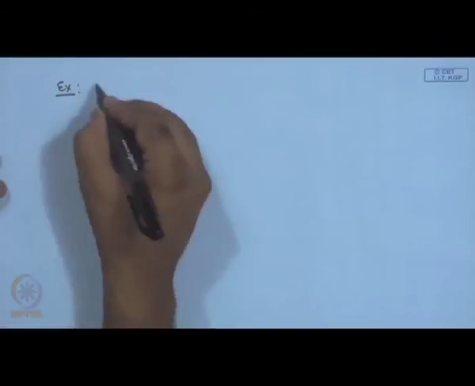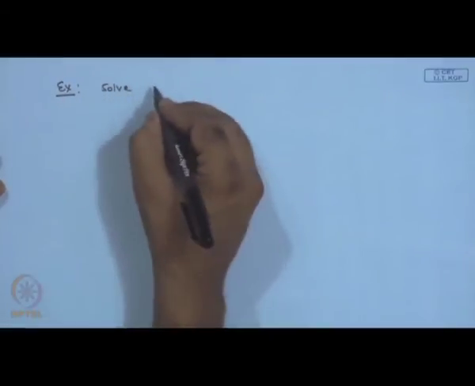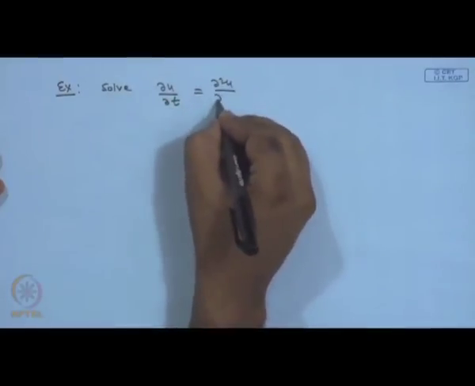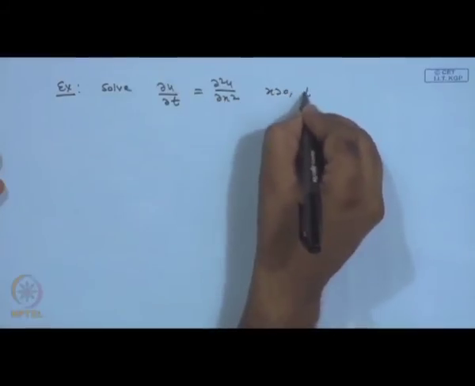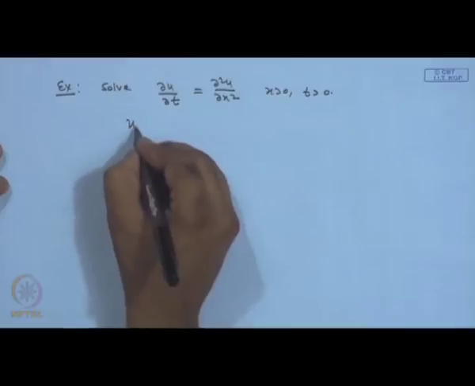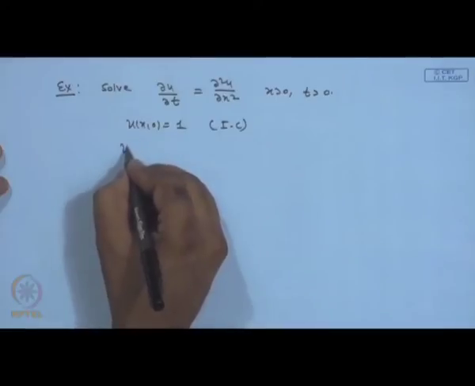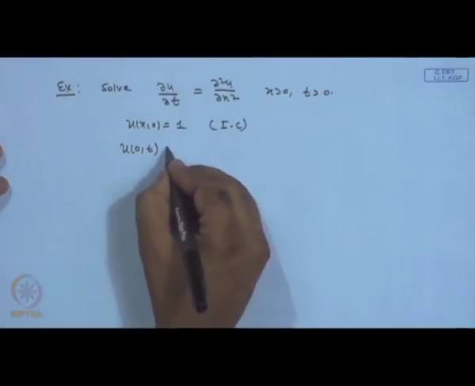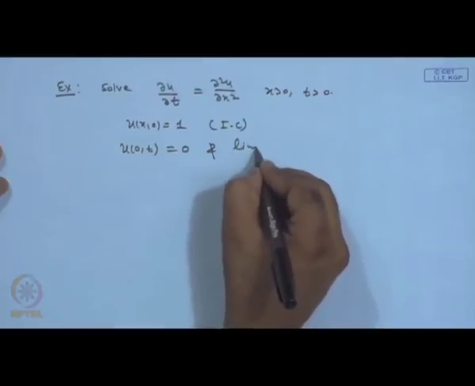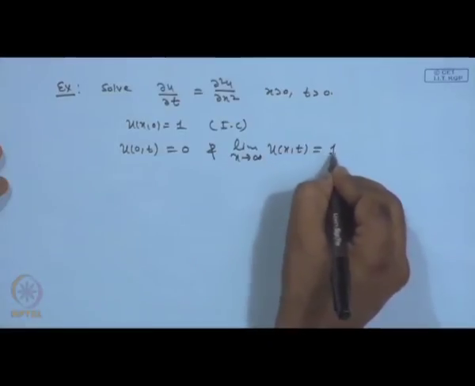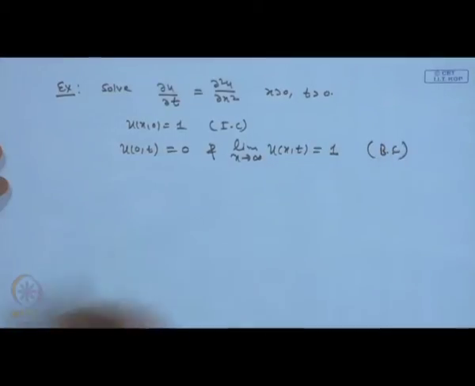Okay, so now we move to the partial differential equations of second order, and we take the following heat equation. So, we have del u over del t is equal to del 2 u over del x square, x positive, t positive, and the conditions are given. u x 0 is 1, that is the initial condition at time t is equal to 0, and the boundary condition at x is equal to 0 is 0, and the limit as x approaches infinity of u x t was also given. So, these are the boundary conditions.